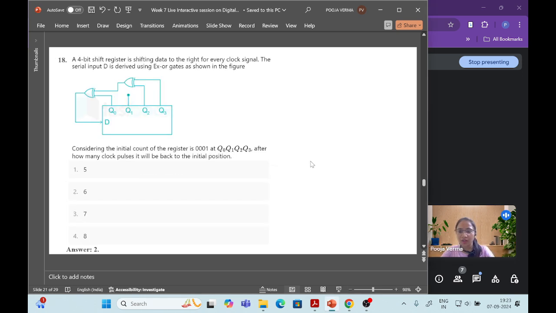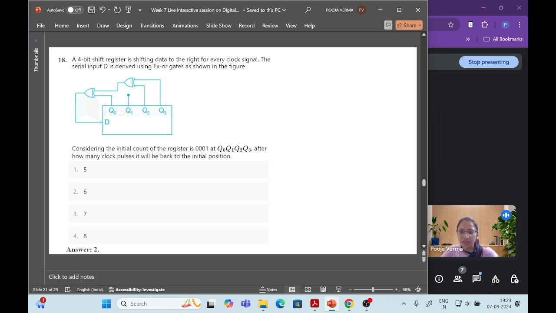Okay, so moving to the next question. The next question is: a 4-bit shift register is shifting data to the right for every clock signal. The serial input D is derived using XOR gates. The input is derived using these XOR gates as shown in the figure.